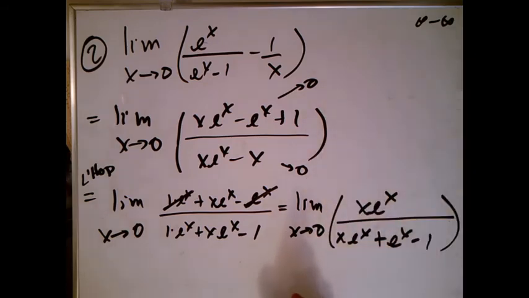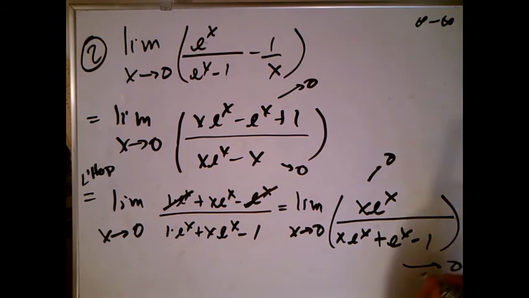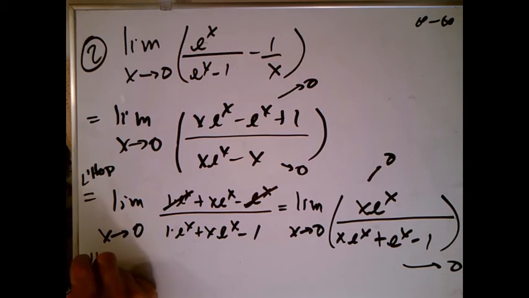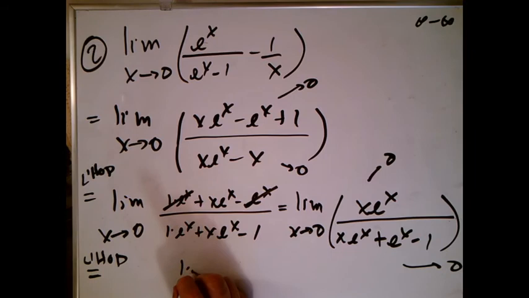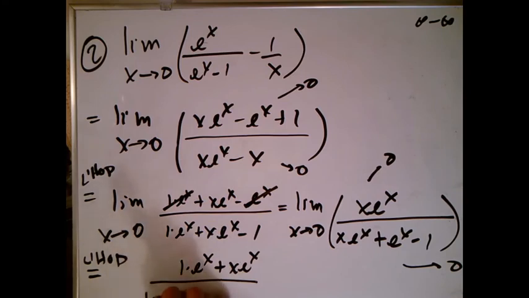When I plug in 0, I still get 0 on top. When I plug in 0 on the bottom, I get 0 plus 1 minus 1, so the whole bottom is getting close to 0. So we get to use L'Hopital's rule again, or we have to use L'Hopital's rule. Take your pick. When I take the derivative of the top, I'm going to get 1 times e to the x plus x e to the x. On the bottom, I'm going to get 1 times e to the x plus x e to the x plus e to the x. And then we're supposed to try to take the limit all over again.